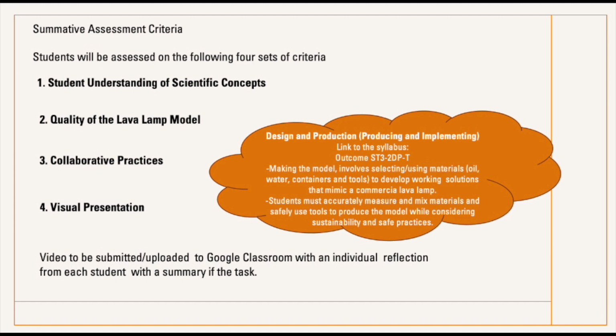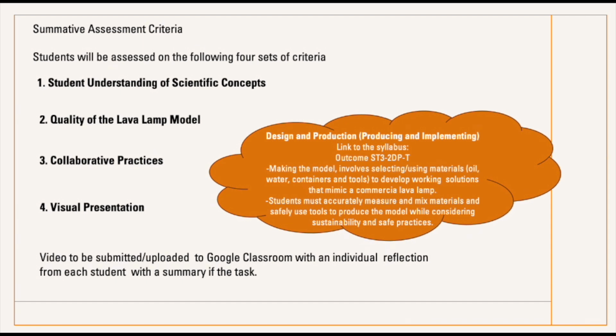The summative assessment criteria, students will be assessed based on 4 sets of criteria. Number 1, student understanding of scientific concepts, i.e. the accurate explanation of the properties of the materials, i.e. solids, liquids, and gases, and how they relate to the functioning of the lava lamp. Students will also need to show a clear understanding of mixtures, density, and chemical reactions. Number 2, quality of the lava lamp. Successfully creating a lava lamp model.